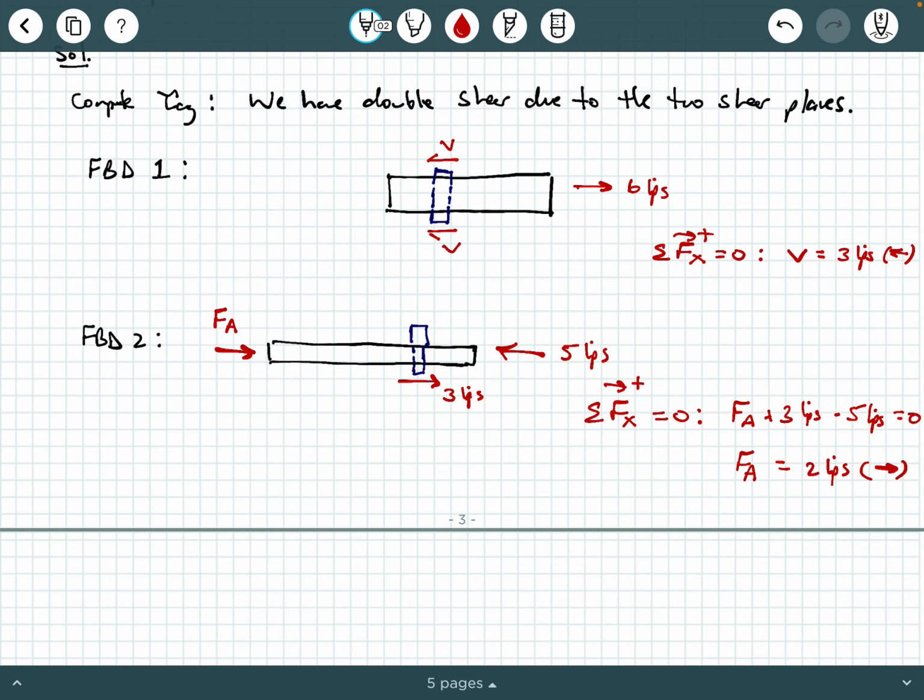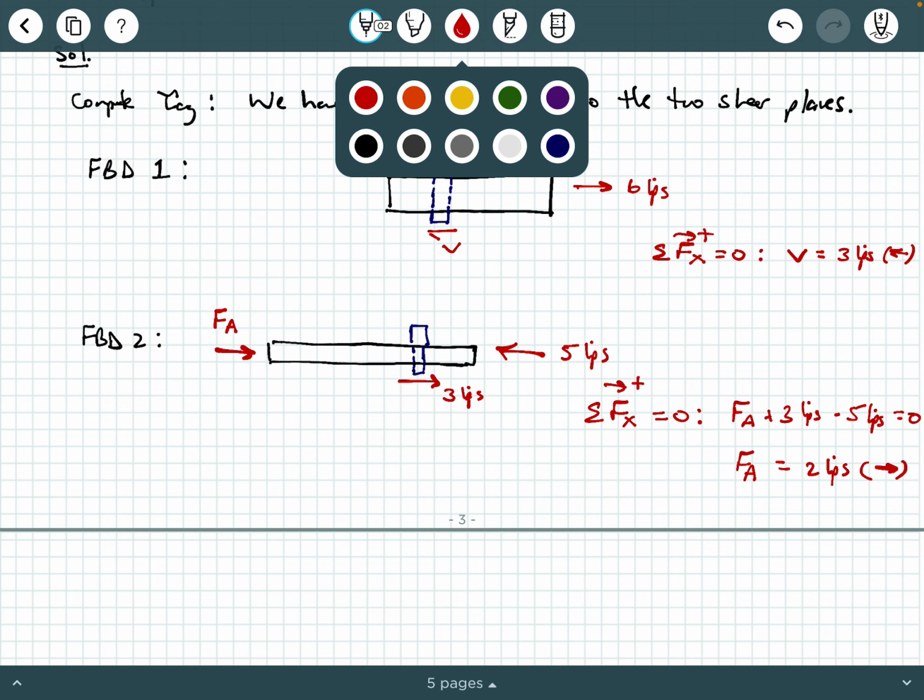And that should make sense. I mean, in order to balance this 5 kips pointing to the left, you need to combine 2 kips pointing to the right with the other 3 kips that's already pointing to the right. So you get FA is 2 kips in compression, okay? Pointing to the right, which is pointing into the plate, which is compression, all right?